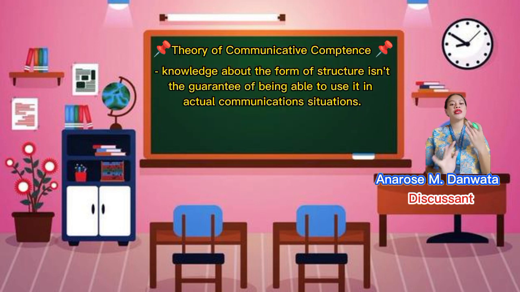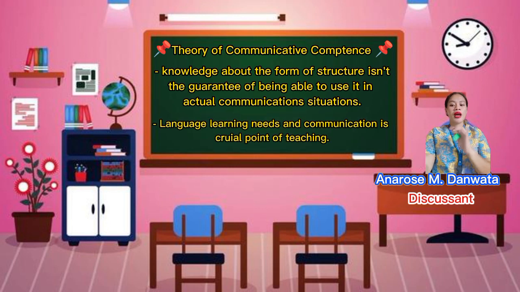And these are the following theories of communicative competence. Number one, knowledge about the form or structure of language isn't a guarantee of being able to use it in actual communication situations. In other words, knowledge is not the only guarantee for us to practice our communication every day. Communication is everywhere. We can do it anytime with our brother, our sister, our relatives, our friends, or our loved ones. So that is number one.